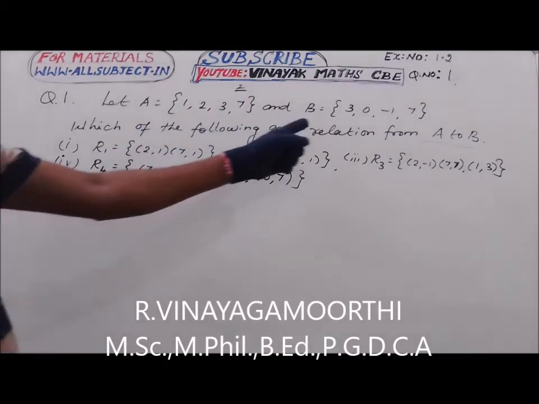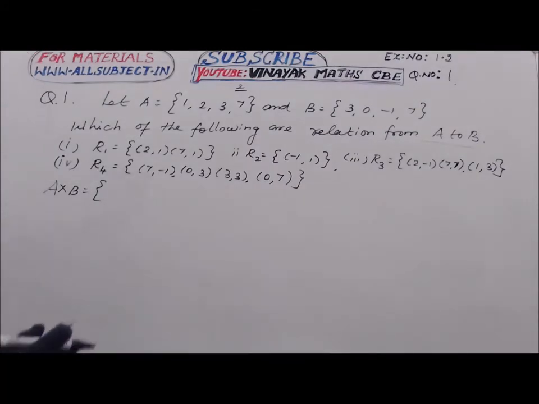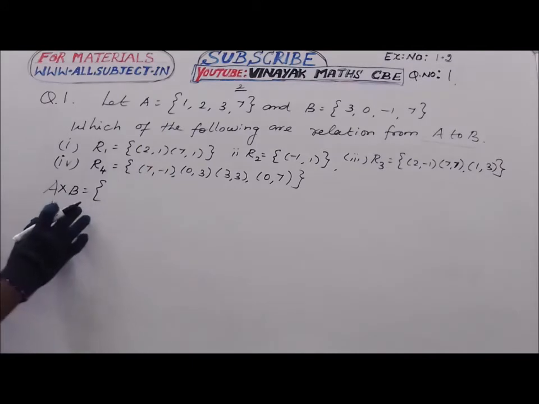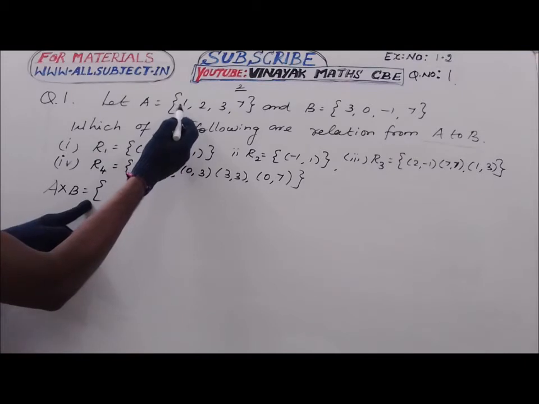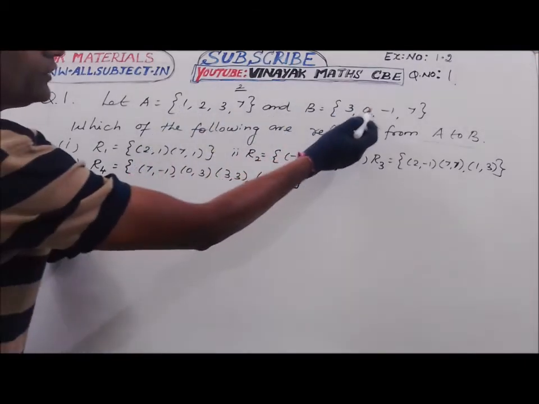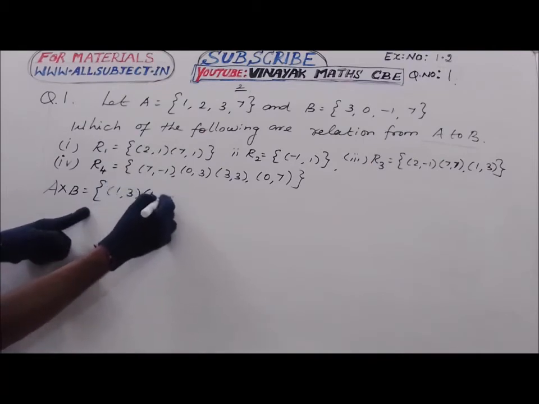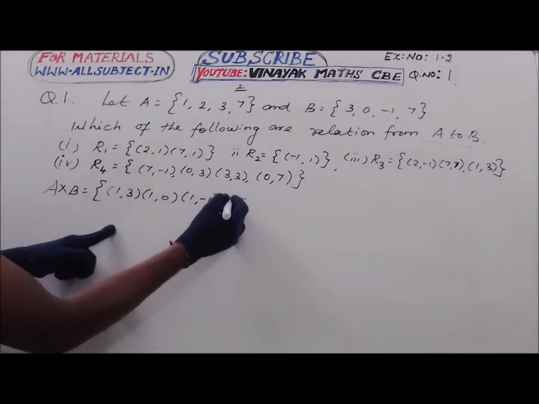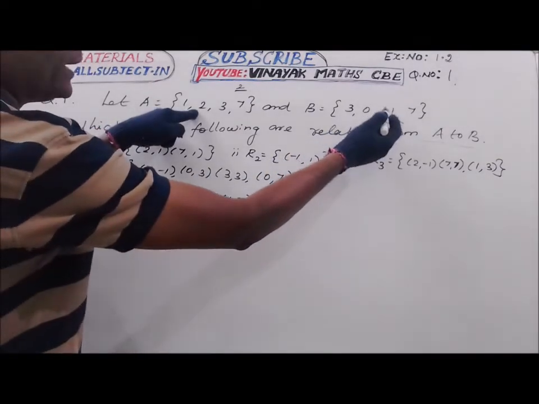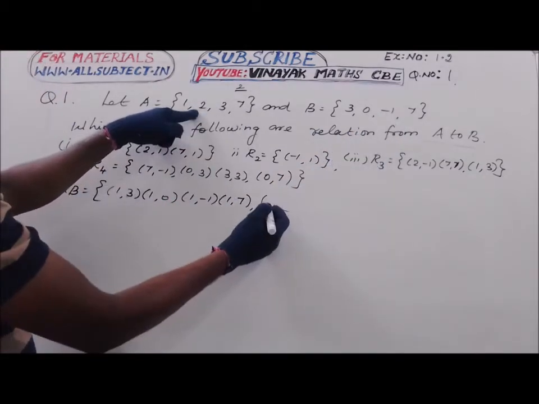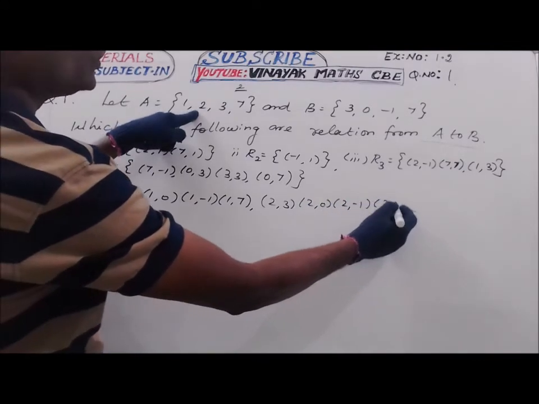Here A has 4 elements and B has 4 elements. In total, 4 times 4, 16 pairs will be available by applying the Cartesian product of A and B. By applying it, we combine 1 with 3, 0, -1, 7. We have (1, 3), (1, 0), (1, -1), (1, 7). Then taking 2 as the first element and 3, 0, -1, 7 as the second element, forming the pairs (2, 3), (2, 0), (2, -1) and (2, 7).